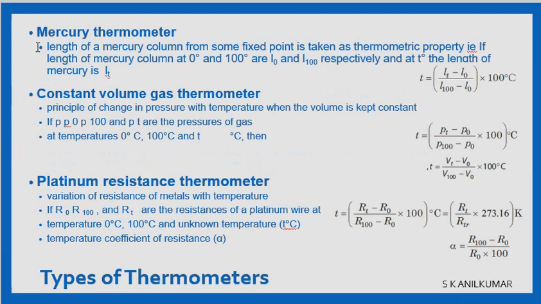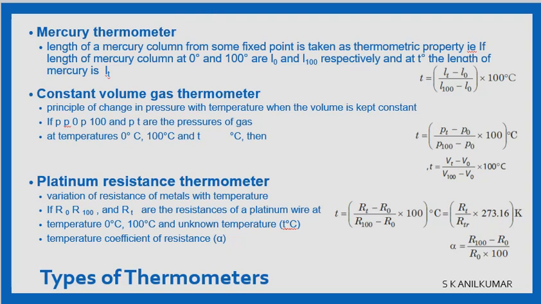Now the types of thermometers. What are the types of thermometers? Mercury thermometer. The mercury thermometer works on the basis of the length of the mercury column from some fixed point, which is taken as a thermometric property. What is a thermometric property? A thermometric property is a property of a substance to change, maybe expand or whatever, changing its physical specifications or characteristics. So a property of an object or a substance that changes due to the impact of heat is called a thermometric property.